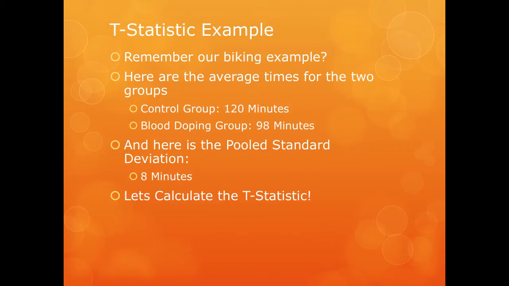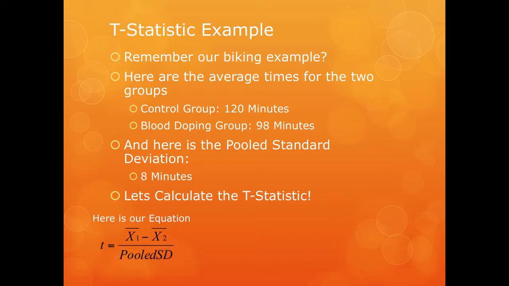All right, so this is what we have from our example. So we have the control group. Again, the control group is the group that receives no treatment whatsoever, or placebo group if you want to call it. And there the mean time was 120 minutes. Then the people who received the treatment, which was the EPO hormone, they did 98 minutes. So this is the sample mean of the second group. And their pooled standard deviation is 8 minutes. Okay, so let's go ahead and calculate.